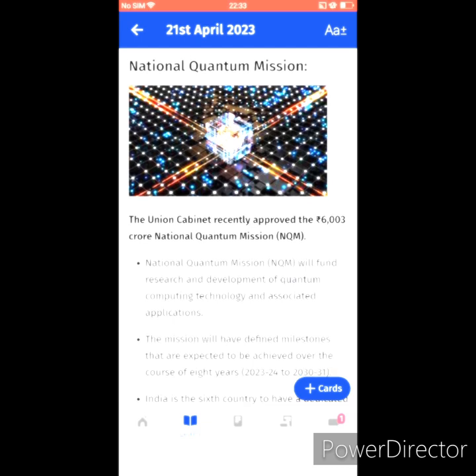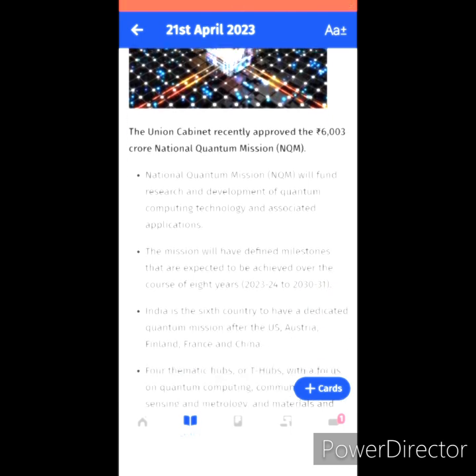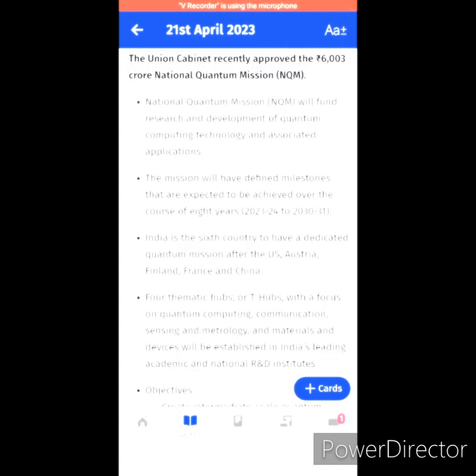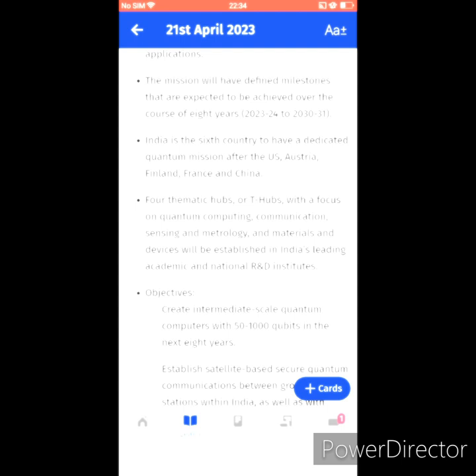National Quantum Mission. The very next report. The Union Cabinet recently approved rupees 6,003 crore for the National Quantum Mission. The National Quantum Mission will fund research and development of quantum computing technology and associated applications. The mission will have defined milestones that are expected to be achieved over the course of 8 years, 2023-24 to 2030-31. India is the sixth country to have a dedicated quantum mission after the United States, Austria, Finland, France, and China.